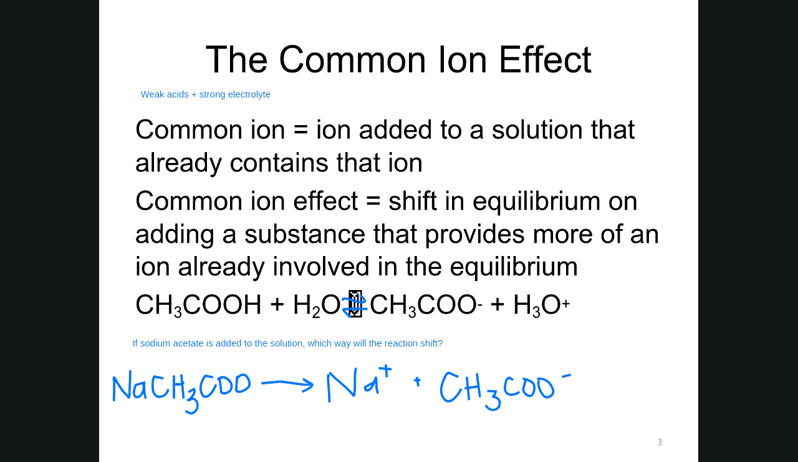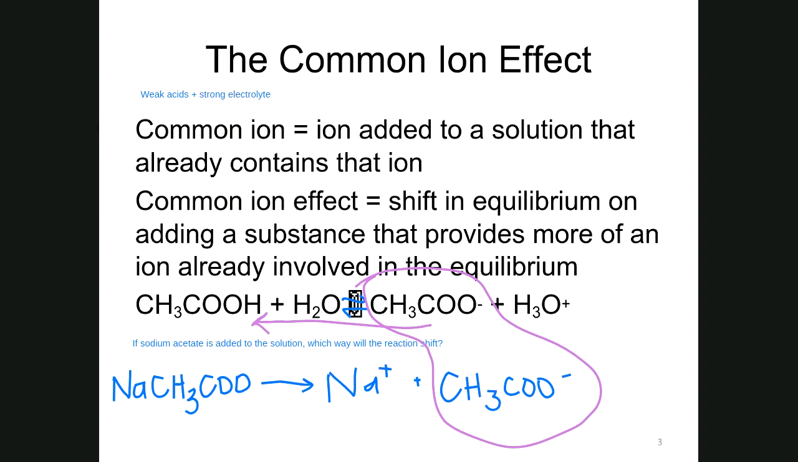So what we just did is added more acetate to our solution. Since we're adding more acetate, we're going to expect our reaction to shift left. And this is really important for us to understand, because that means that our ionization is going to decrease. So by adding in more of the conjugate base, we're decreasing the amount of acid that dissociates, which means we're going to change the pH as well.